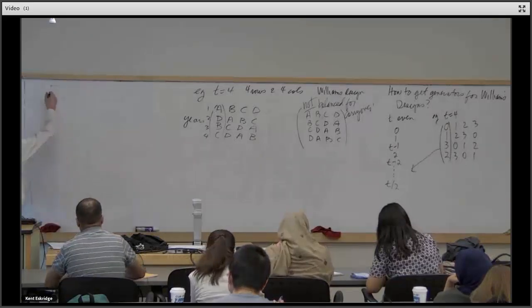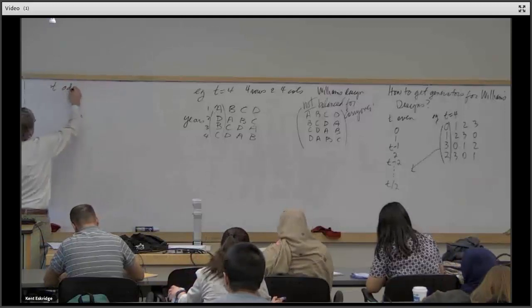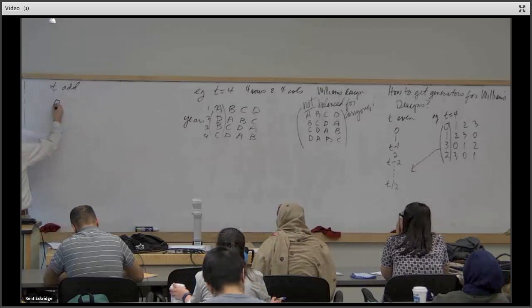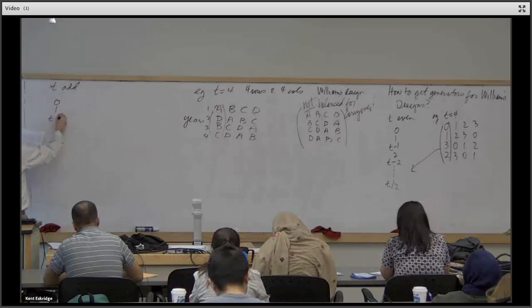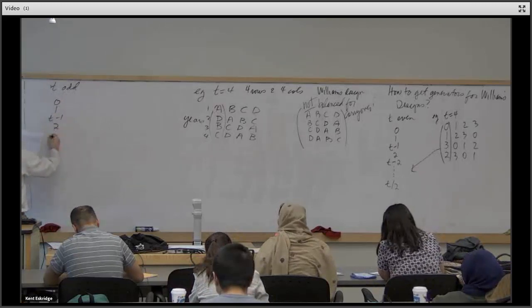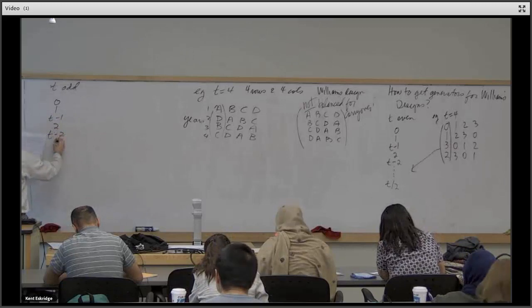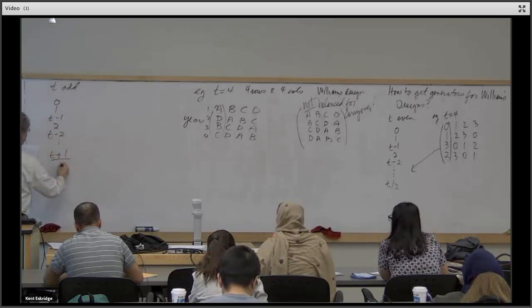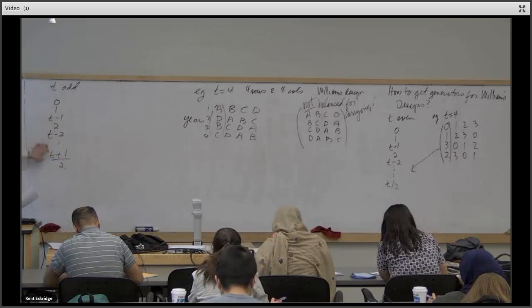So here, T is odd. So it's going to be 0, 1, T minus 1, 2, T minus 2, down to (T plus 1) over 2. And what I do, that's for the first square.